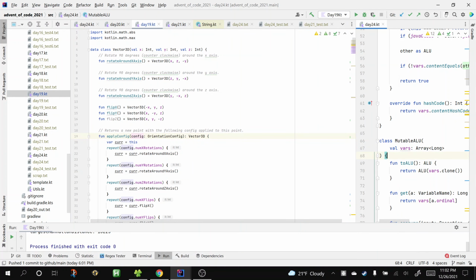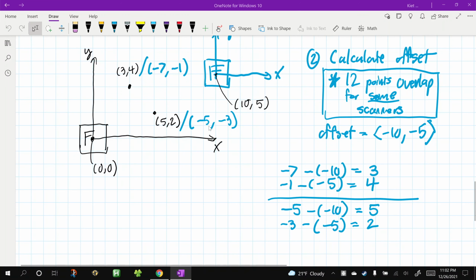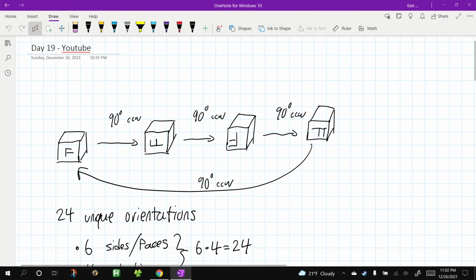Alrighty. Hello everyone, my name's Kit, and today I will be going over the Advent of Code 2021 Day 19 programming challenge. So this is the one with the scanners. Let me just open up the notes that I took for this first.